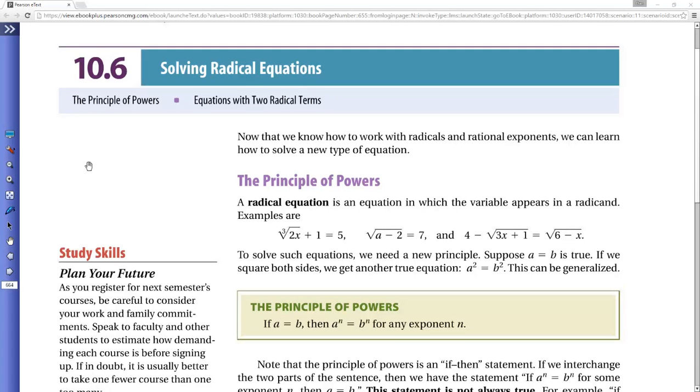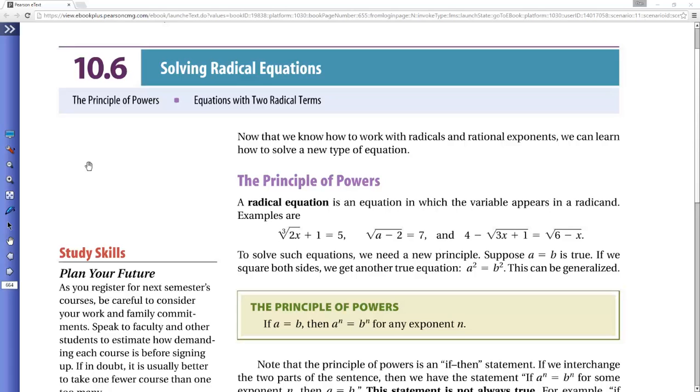Chapter 10, Section 6, Solving Radical Equations. So we go through all this expression stuff and how to work with numerators and rationalizing things and working with what these radicals really mean, and then we got to exponents. We've done a lot of these tools, right? Well, in algebra usually that's to get to a point where you can solve an equation.